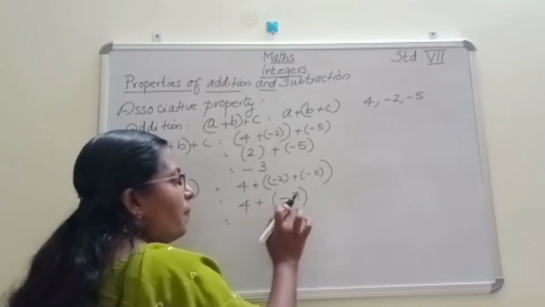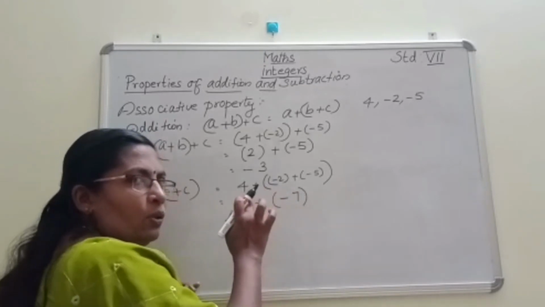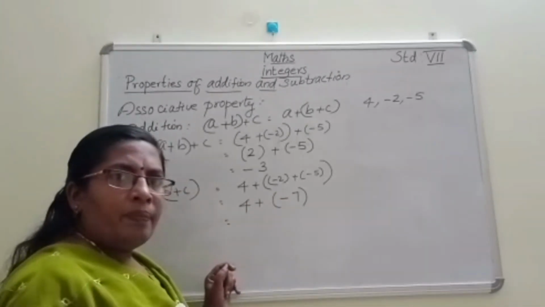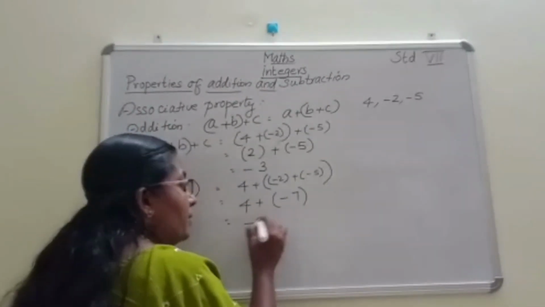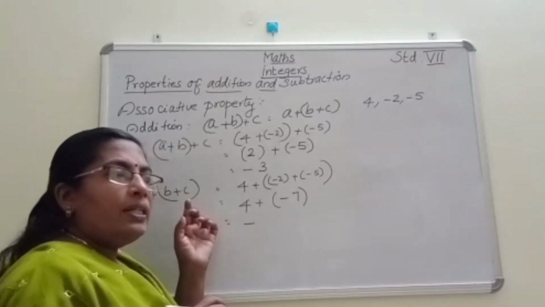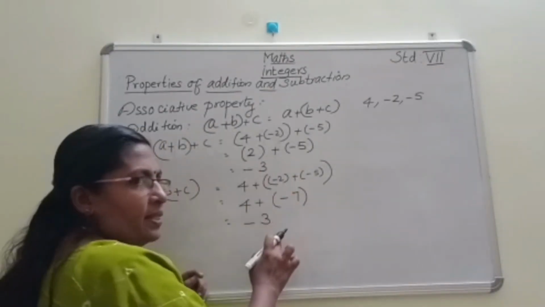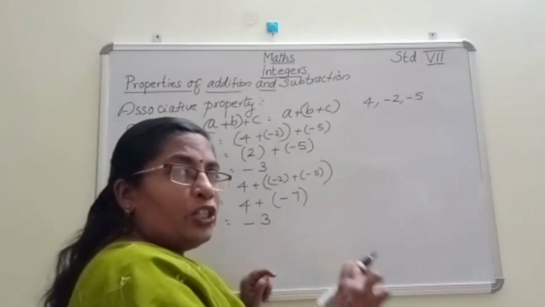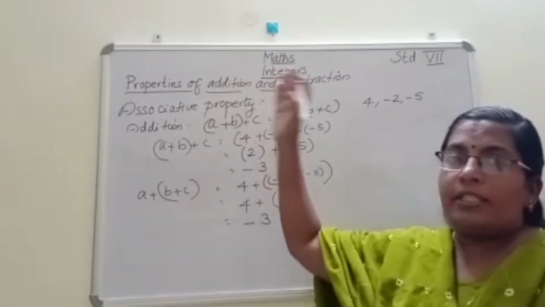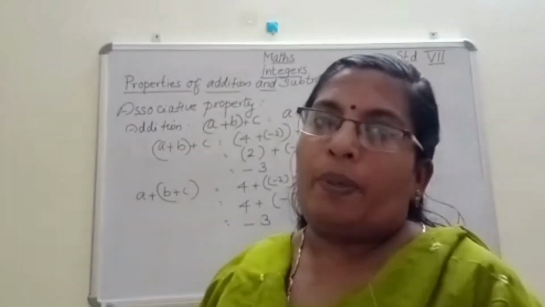4 plus minus 7. Here different sign. Plus 4 minus 7. What do we want to do? Greater number sign. Here which is the greater number? Minus 7 is the greater number. So minus sign. Subtract the numbers. 7 minus 4, 3. See the answer? Both are the same answer. Therefore addition comes under associative property.